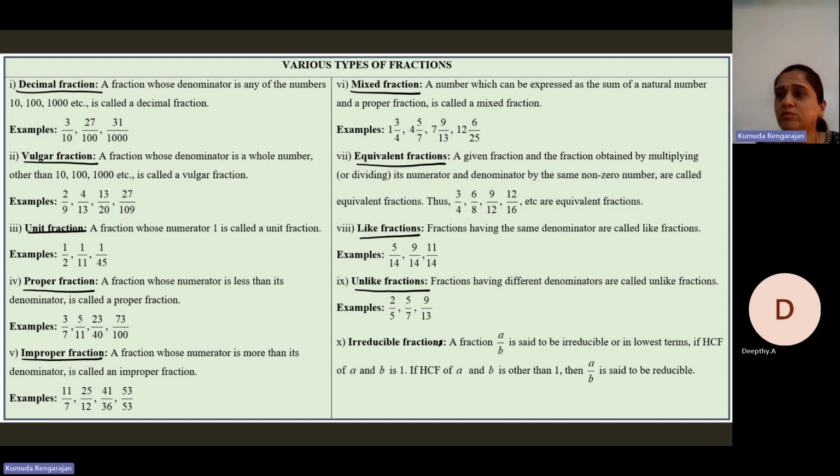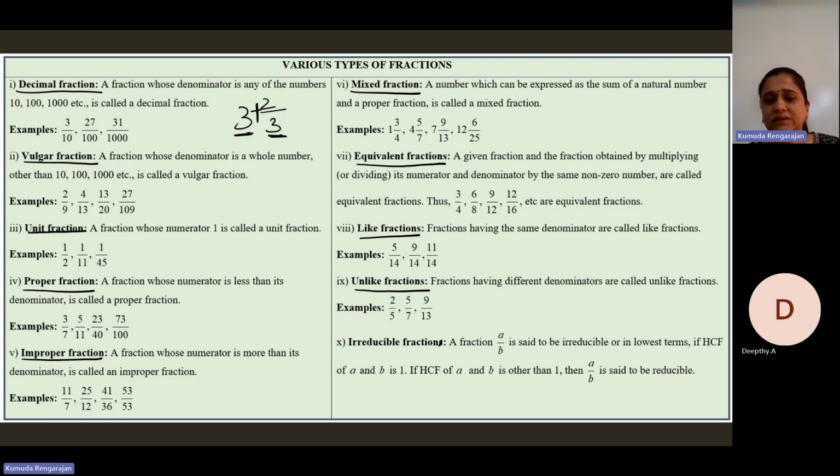Decimal fraction means the denominator should be 10, 100, 1000, 10,000 or any number like that. Vulgar fraction, the denominator is not 10, not 100, not 1000, not 10,000 and so on. Unit fraction, numerator is 1. Proper fraction, numerator less than the denominator. Improper fraction, numerator more than the denominator. Mixed fraction, a fraction that can be expressed as a sum of a natural number and a proper fraction. Just take an example of a mixed fraction and visualize it.